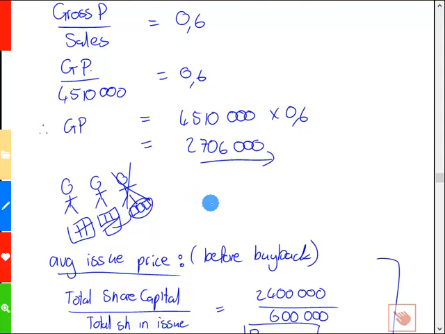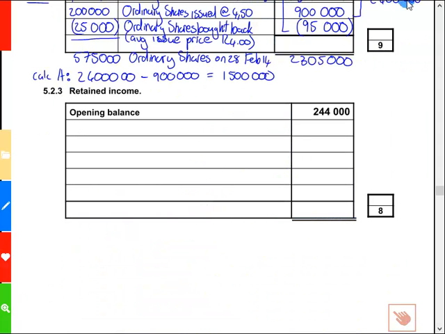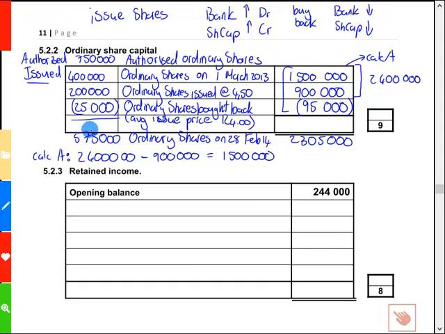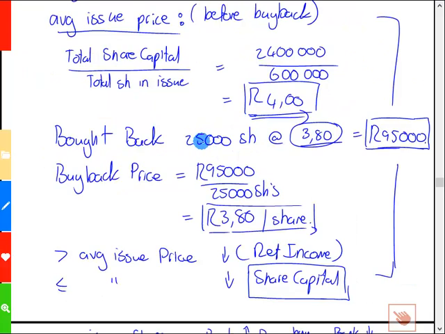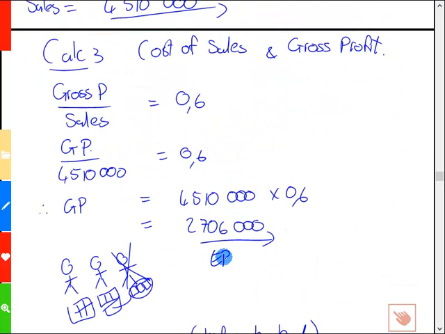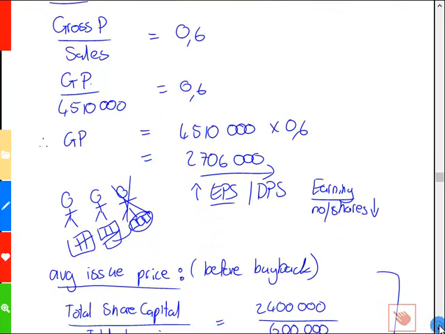Another thing a share buyback does: have a look here at the number of shares in issue at the end of the year. After the buyback, there are fewer shares in issue. So what's that going to do to my earnings per share and my dividends per share calculations? Earnings per share is net profit over the number of shares, and if the figure below the line has decreased, what's going to happen to my earnings per share? It's going to increase. So it's just a way to make the financial statements look a little bit better.